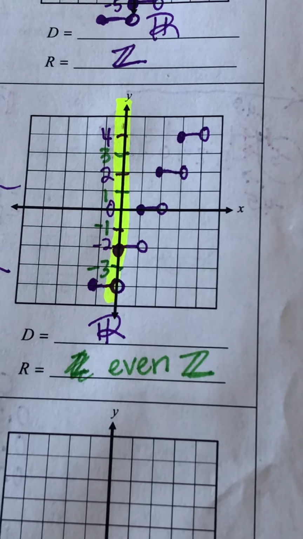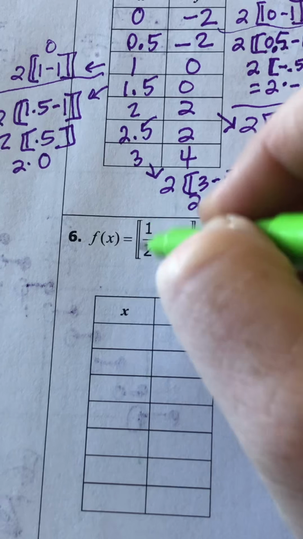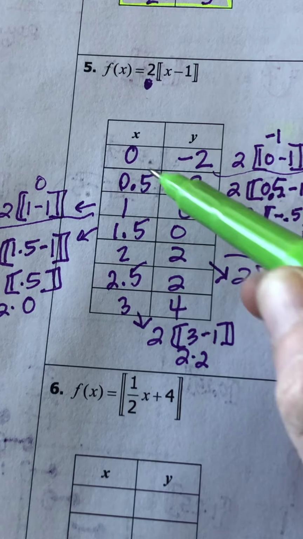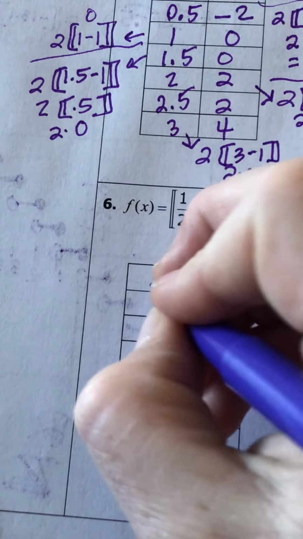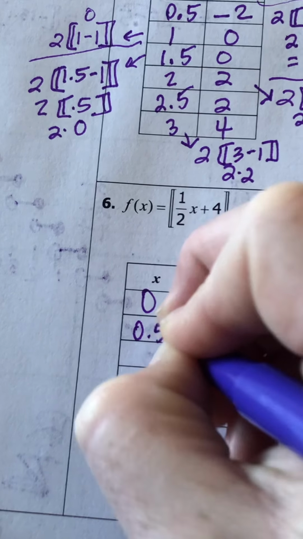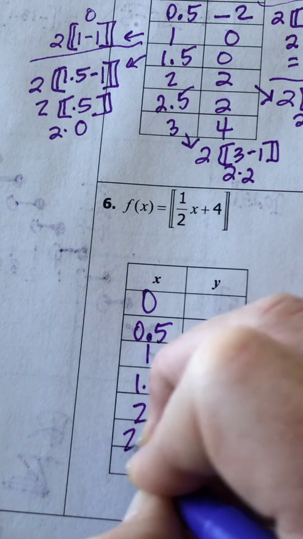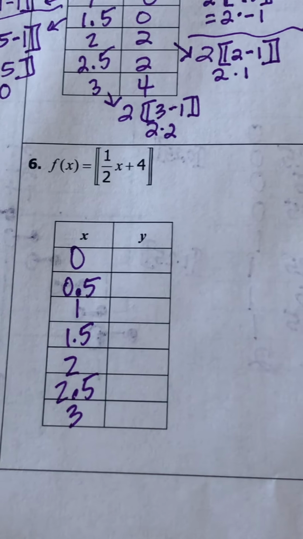All right, last one, and this time we have something inside of our greatest integer function. Okay, so I'm gonna actually pick the same domain here so we can see what happens with our decimal. Let's pick the same domain. So I'll start with 0, go to 0.5, 1, 1.5, 2, 2.5, and 3. Okay, and let's see what happens.